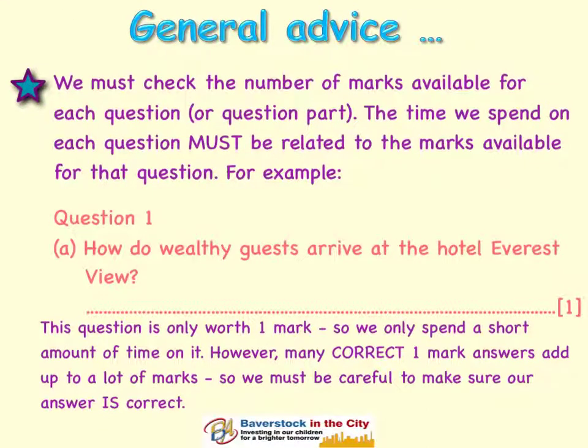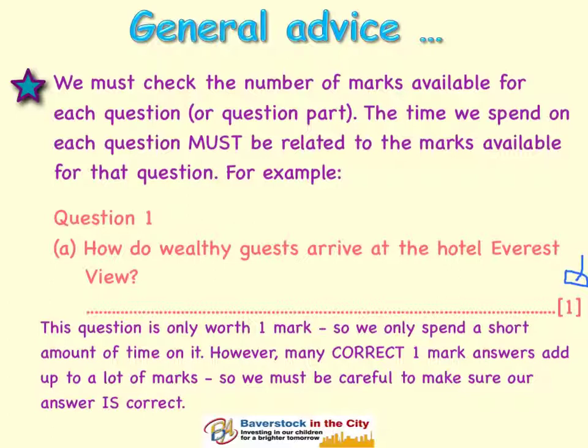We must check the number of marks available for each question or question part. The time we spend on each question must be related to the marks available for that question. For example, question 1A. How do wealthy guests arrive at the Hotel Everest View? You will see here that there is just 1 mark available for this question. So we're only going to spend a short amount of time on it.